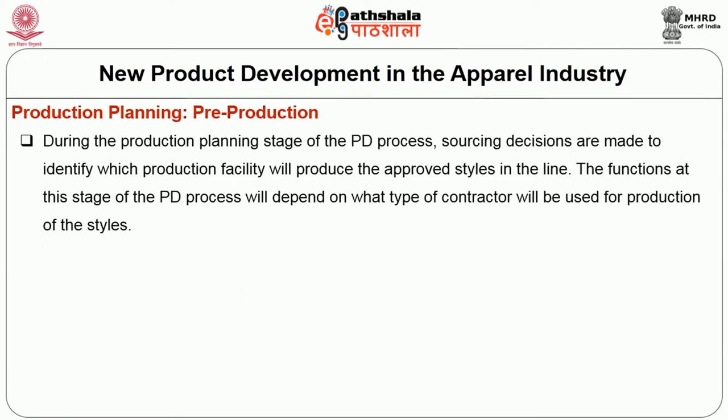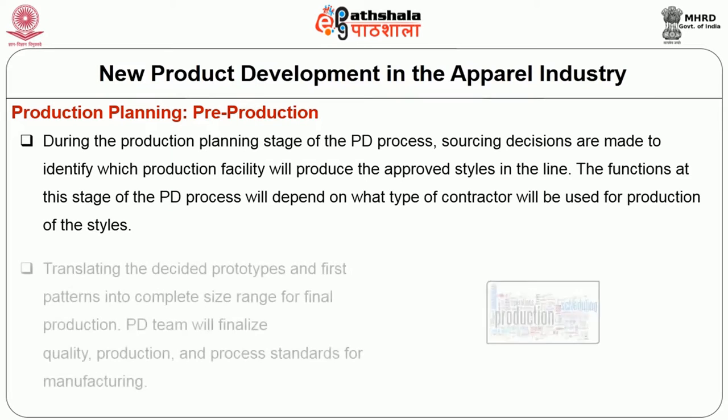Next is production planning. This is the pre-production stage. During the production planning stage of the product development process, sourcing decisions are made to identify which production facility will produce the approved styles in the line. The functions at this stage of the product development process will depend on what type of contractor will be used for production of the styles.